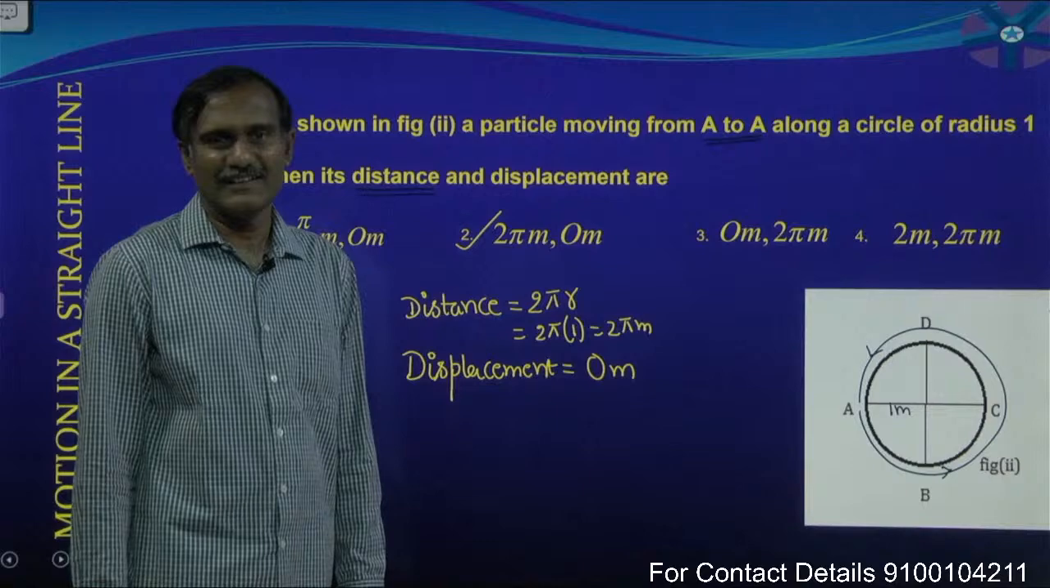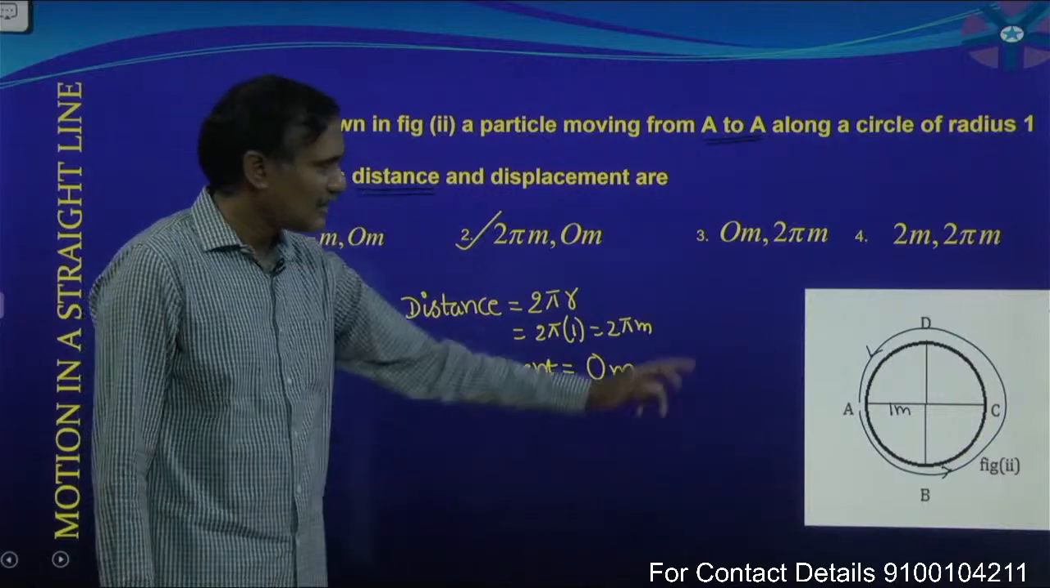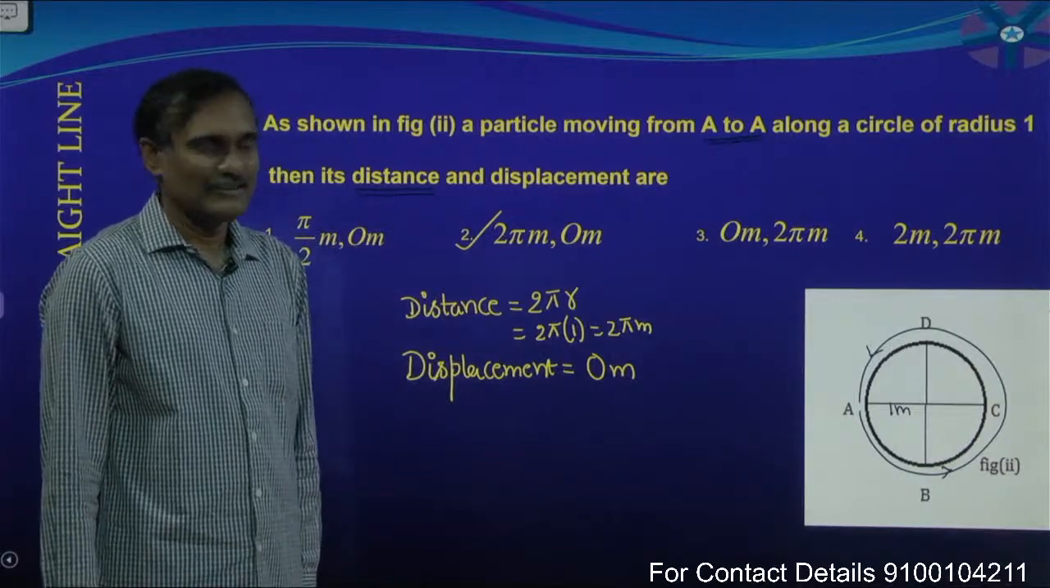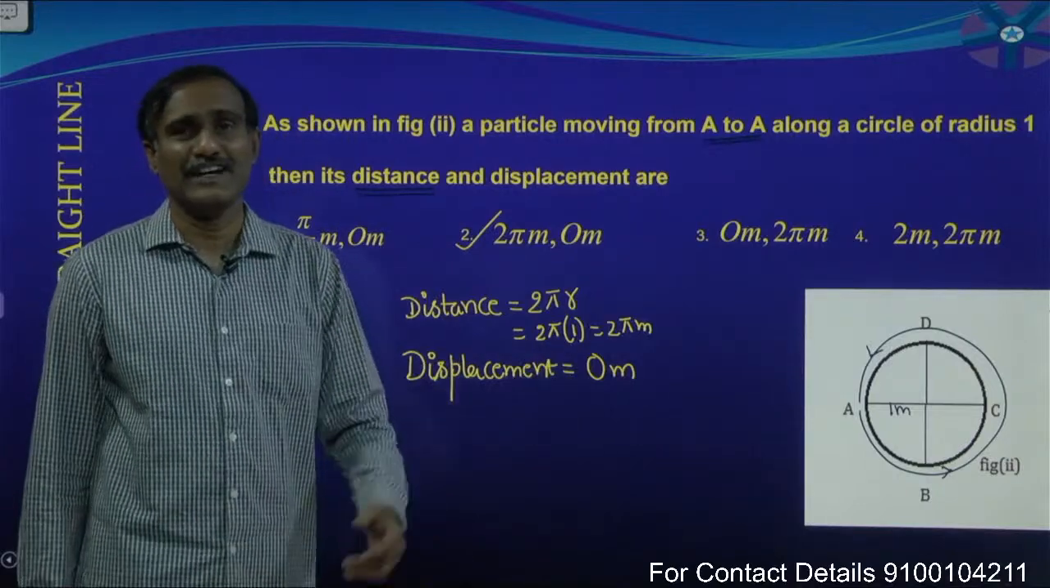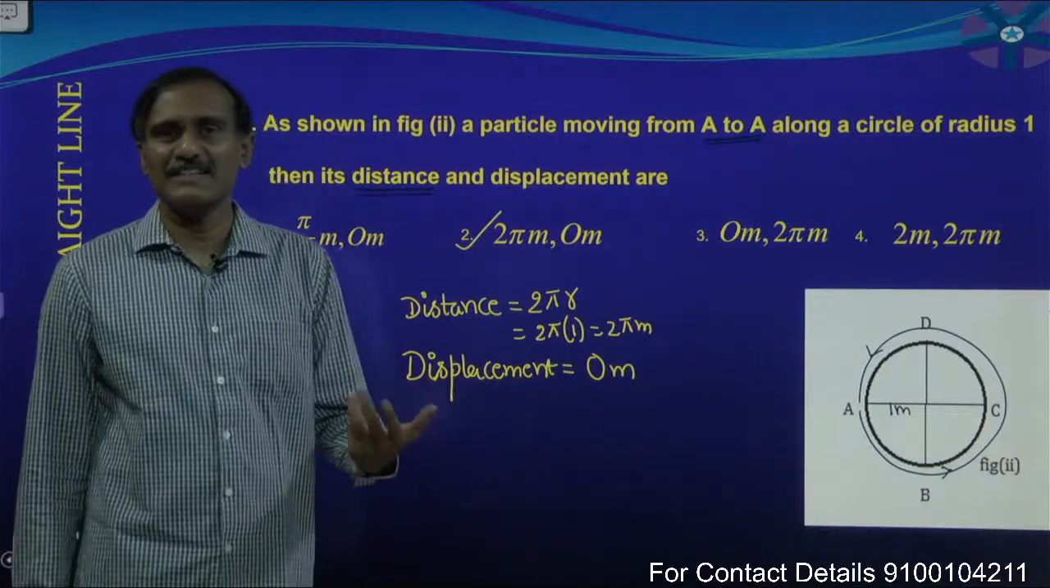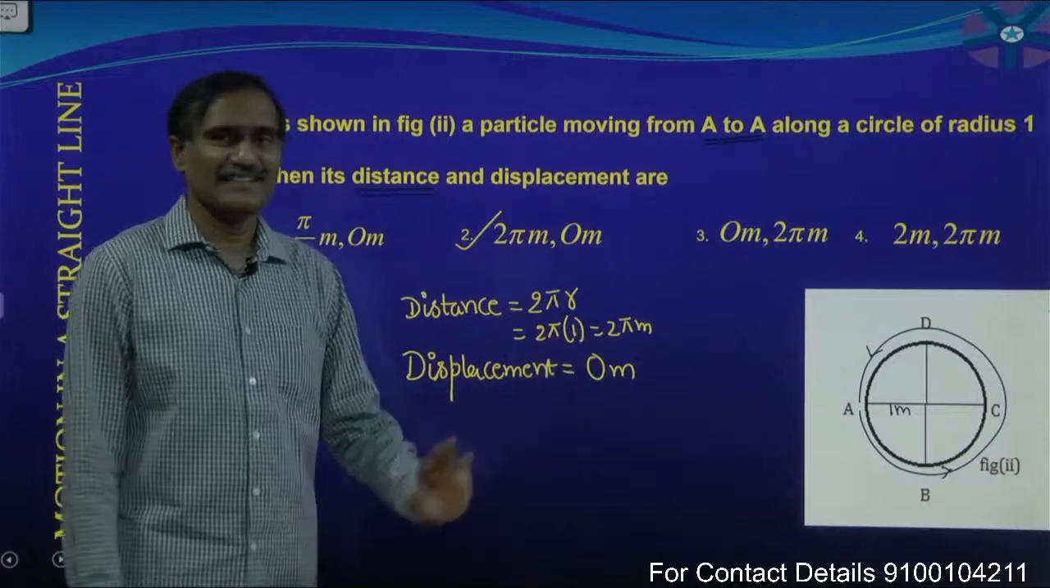Okay. For the complete journey, the total length of the path is 2 pi r. Remember that. Displacement is final minus initial, so it becomes 0 meter.